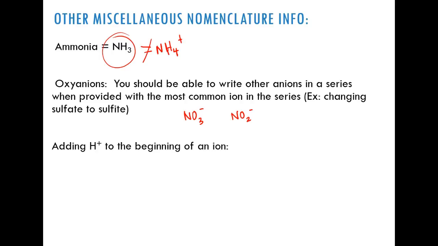Keep in mind, starting from that -ate anion, if it's an -ite, you take away 1 oxygen. If it's hypo- and -ite, you take away 2 oxygens. And then going the other direction, if it's per- and -ate, then you add an oxygen to that original -ate ion. The other situation you may run into is when hydrogen has been added to the beginning of an ion.